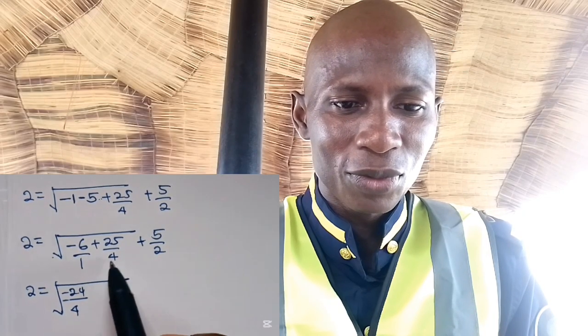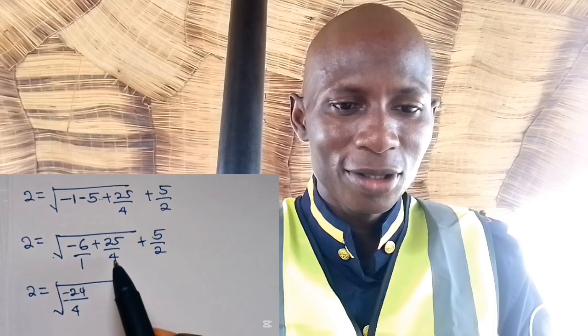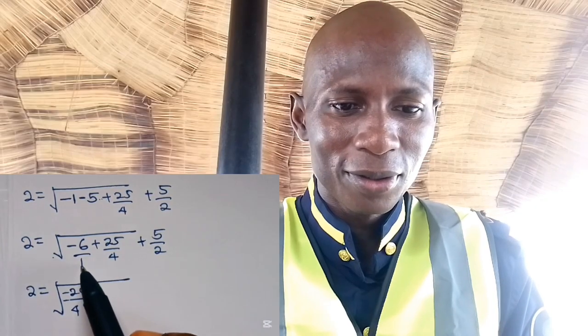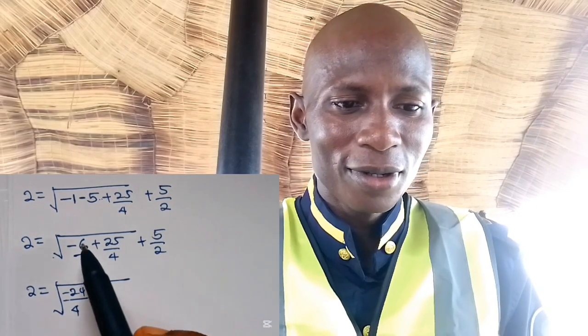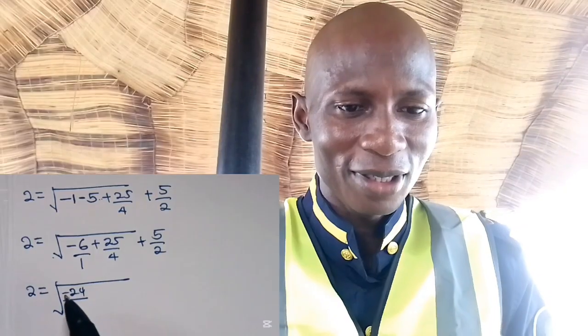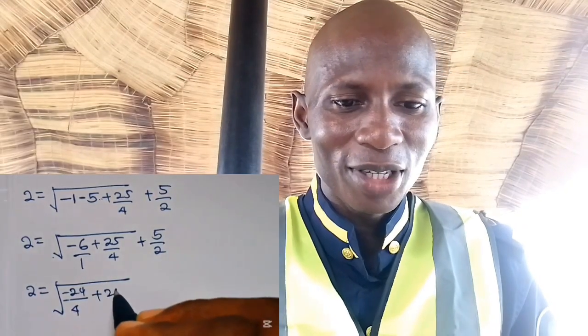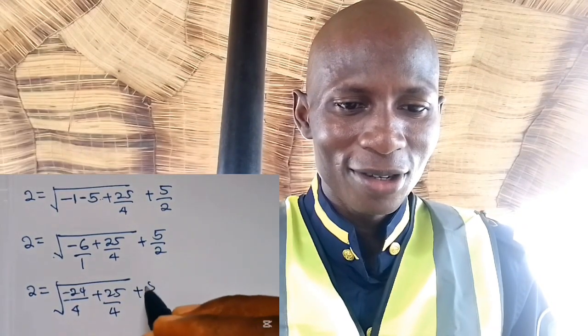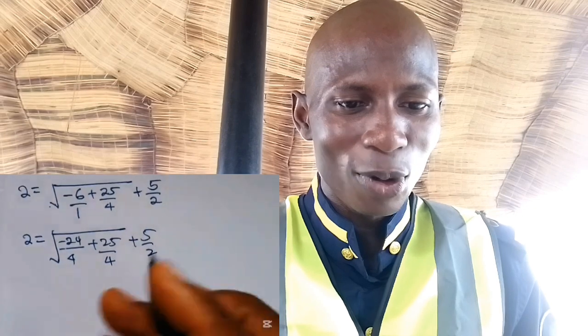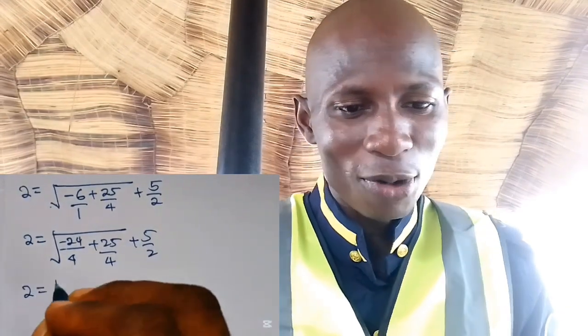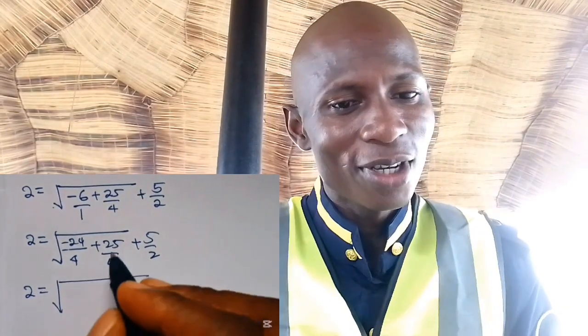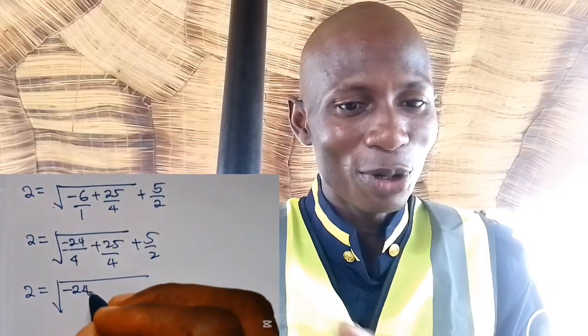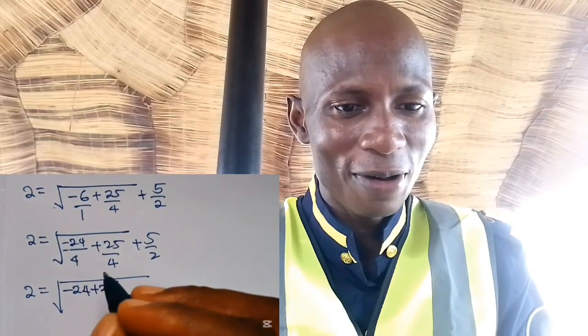Sorry, I want to make them the same denominator. That's why I'm multiplying by 4. So I multiply the denominator by 4 to make it 4, and the numerator by 4 as well to make it 24. So this will give 25 over 4, plus 5 over 2. Now we have 2 is equal to the square root of 1 over 4, minus 24 plus 25 over 4, plus 5 over 2.